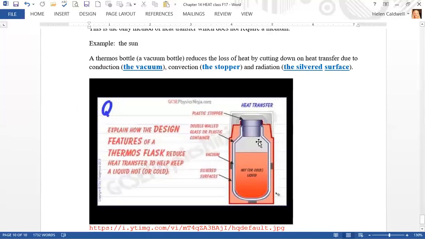And then if you pay attention to it, the inside surface is a silvered lining, and that reduces radiation loss, because any radiation hits the silvered lining and bounces back in, hits the silvered lining and bounces back in.